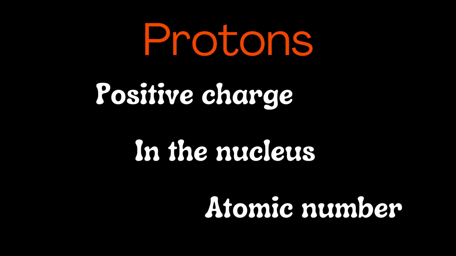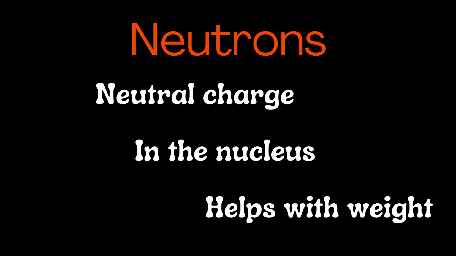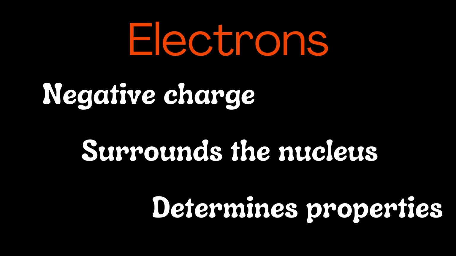Protons, positively charged particles located in the nucleus. The number of protons, the atomic number, defines the element. Neutrons, neutral particles in the nucleus. The number of neutrons can vary within atoms of the same element, resulting in different isotopes.